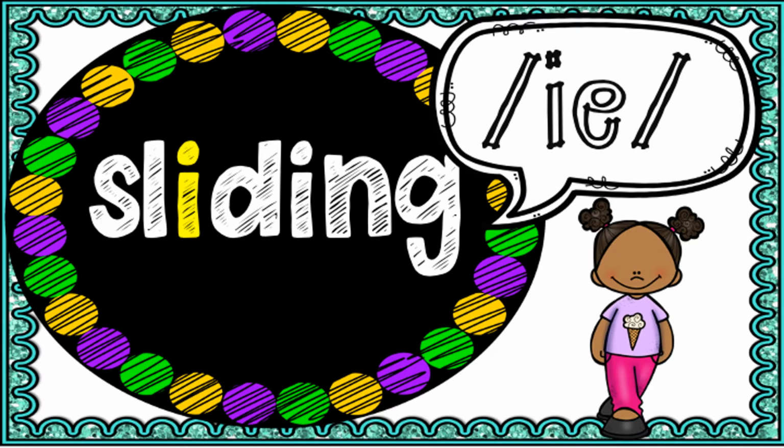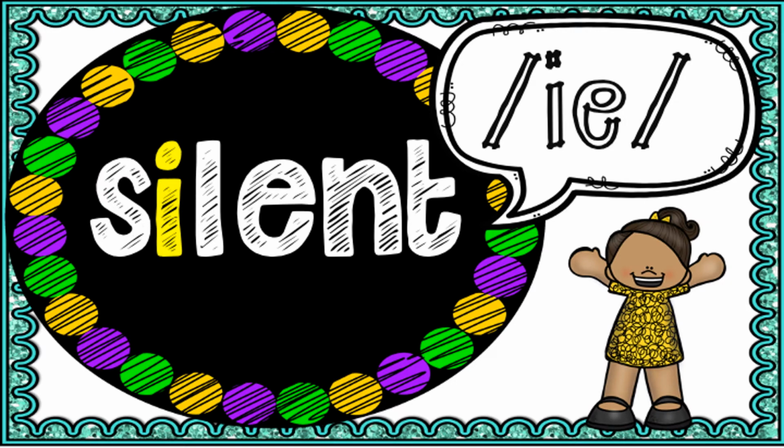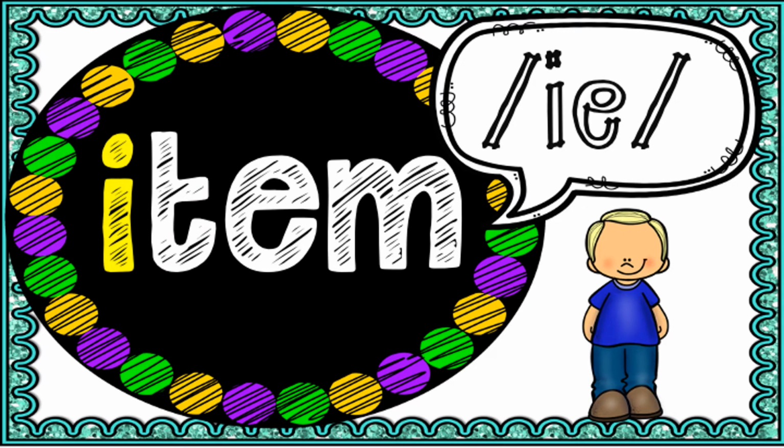Sliding. Now this would have your sneaky E, S-L-I-D-E. So it would be I consonant E. Sliding. Spider. Now spider, ER is not a suffix to the word, so spider says I all by itself. That E is not a sneaky E. It's the ER sound together. It's a vowel controlled R. Silent, same here. Your E is part of the other syllable, so it's not making the I say its name. Silent. Item.